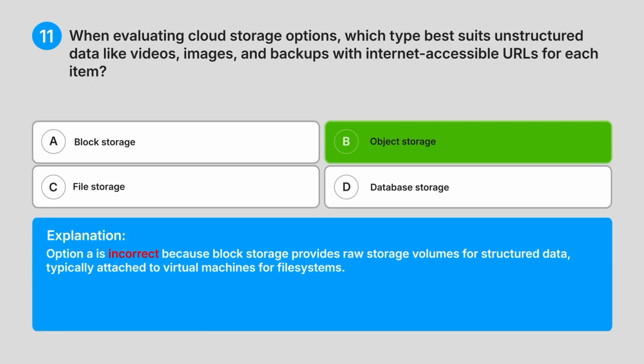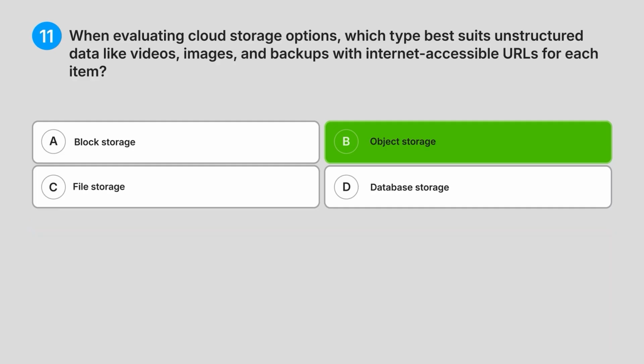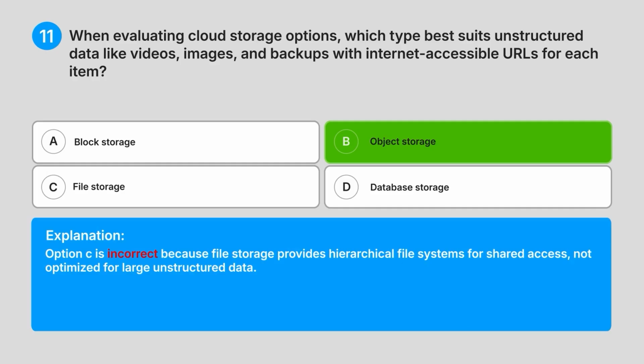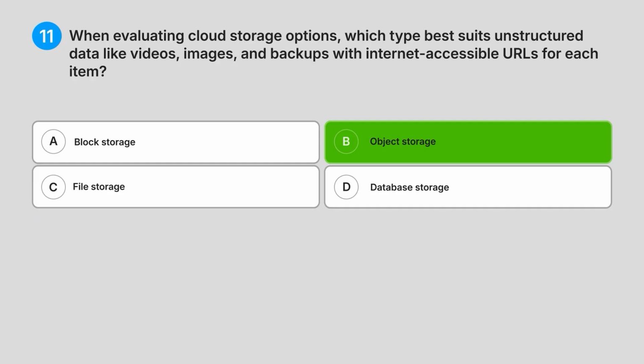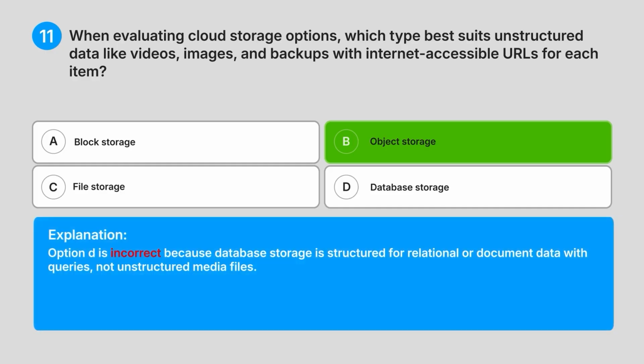Option A is incorrect because block storage provides raw storage volumes for structured data, typically attached to virtual machines for file systems. Option C is incorrect because file storage provides hierarchical file systems for shared access, not optimized for large, unstructured data. Option D is incorrect because database storage is structured for relational or document data with queries, not unstructured media files.